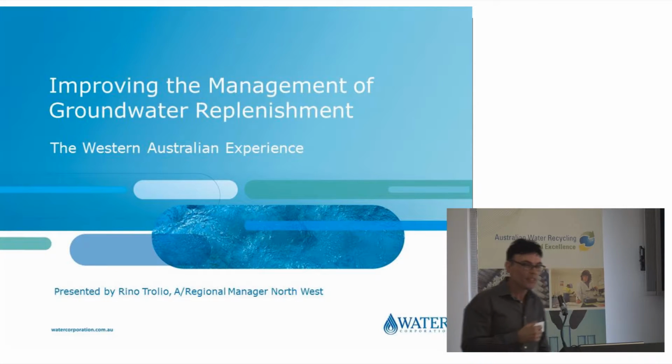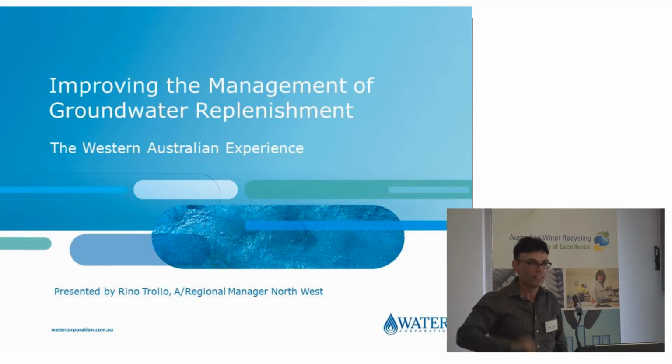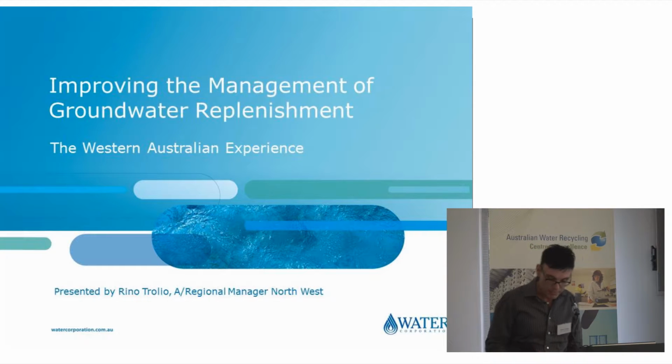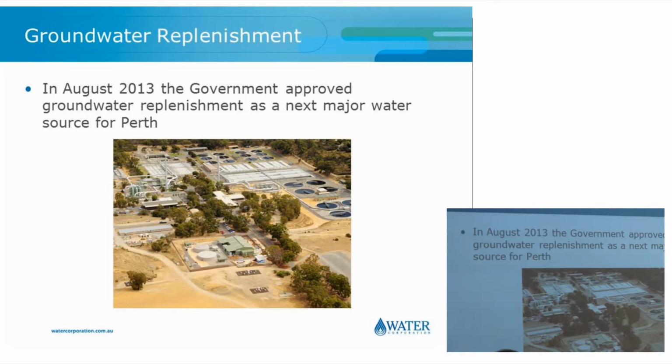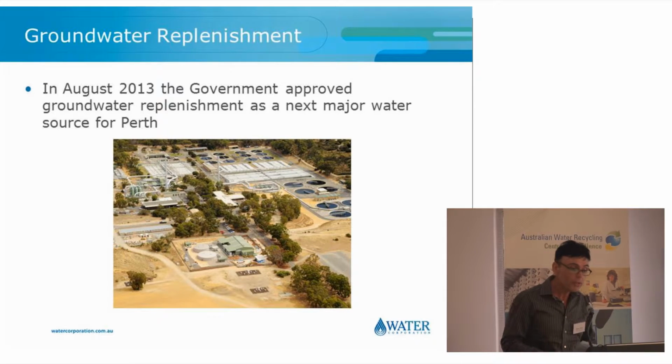So today I'm going to talk about the groundwater replenishment trial, and I'm going to take you through that 3-year journey, but also introduce to you that this is going to be our next source for Perth, Western Australia. So we're really excited. Just to recap what happened in August last year, we all celebrated that the government approved groundwater replenishment as our next major water source for Perth.